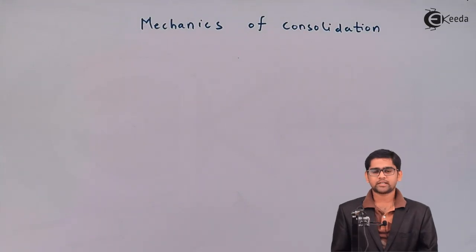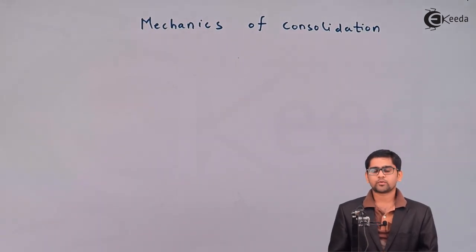Welcome students. In the last classes, we have seen the consolidation of the soil, how it occurs, and also we have seen the total component of the settlement, which is divided into three parts: immediate settlement, primary consolidation settlement, and the secondary consolidation settlement. Now, based on the same context, we'll move ahead with the primary consolidation.